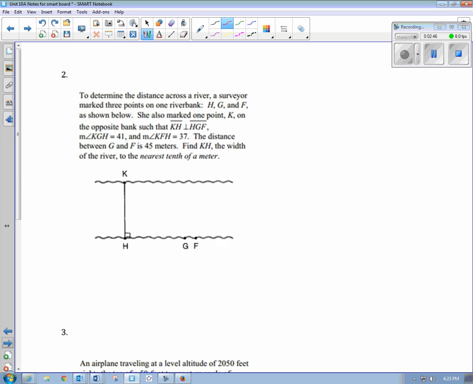For the next question, right off of a Regents exam, it talks about how in this particular case we are surveying and the surveyor is marking 3 points across the riverbank from where he is, H, G, and F. The surveyor is standing here at point K, and KH is perpendicular to the line that connects the points H, G, and F. So they say that the measure of angle KGH, so I have to draw this in, right here is 41, and the measure of angle KFH, so that goes over to there, is 37.